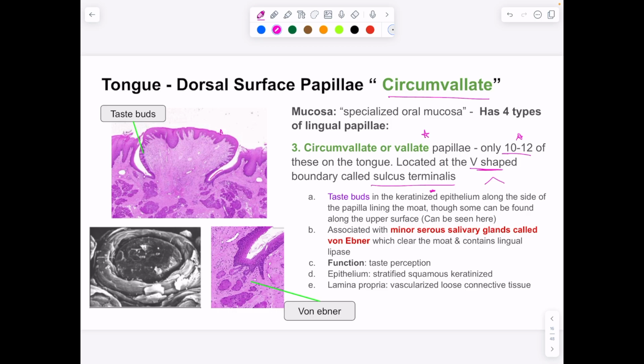They have a moat around them, and along the edge of the moat, you have taste buds, which you can see here. And then at the very bottom, you have minor serous salivary glands called von Ebner's glands, and those are located right here. You can see that they're darkly staining and therefore serous. The function of these papillae is taste perception, and you can see that its lamina propria is vascularized loose connective tissue, right? And then this is an electron microscope version, and then notice you have a moat around it. So you think moat and you think circumvallate. There is a moat around the circumference of the vallate papilla.